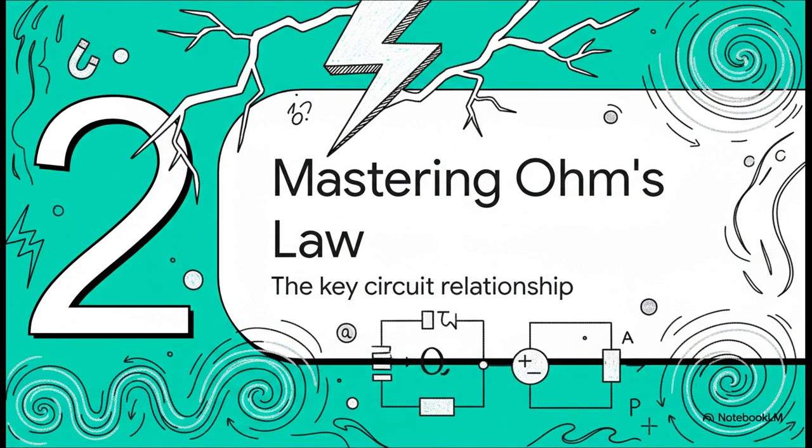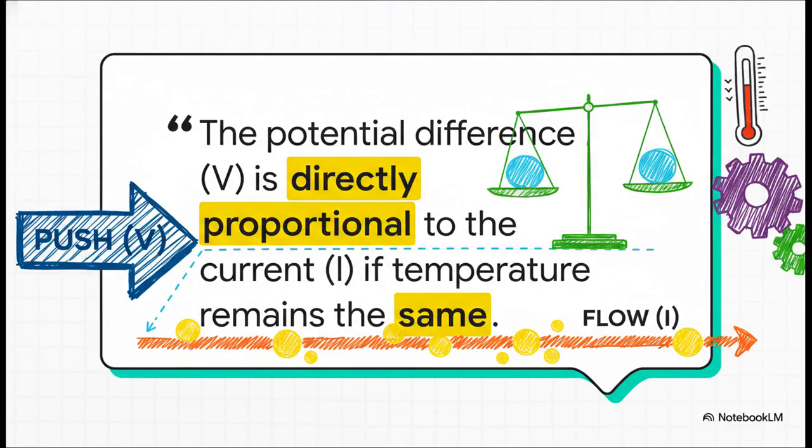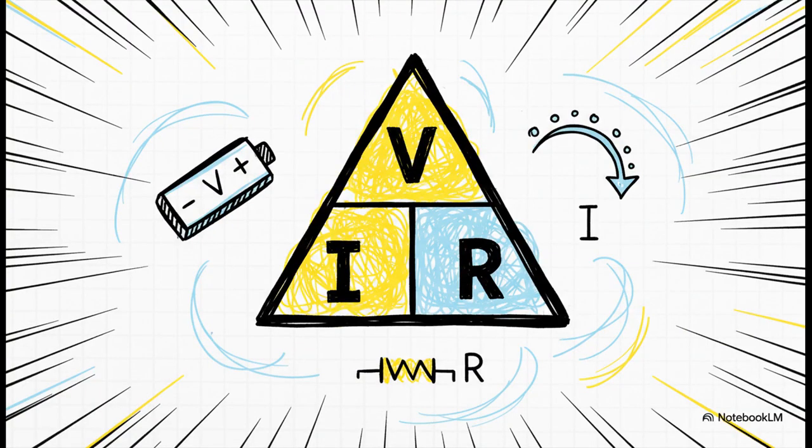Okay, so we have voltage, which is the push, and we have current, which is the flow. But how are these two things connected? That's where the single most important relationship in all of basic electricity comes in: Ohm's law. Now, this is the formal statement of the law. What it's really saying is that there's a predictable, direct link between the push, the voltage, and the flow, the current. It means if you double the push, you're going to double the flow, as long as other conditions like temperature don't change.